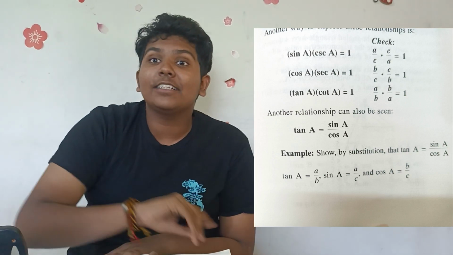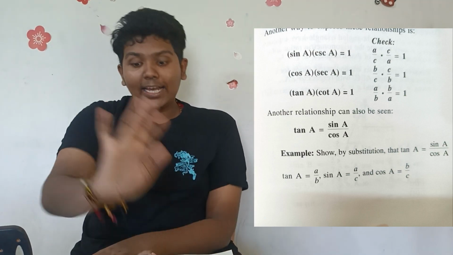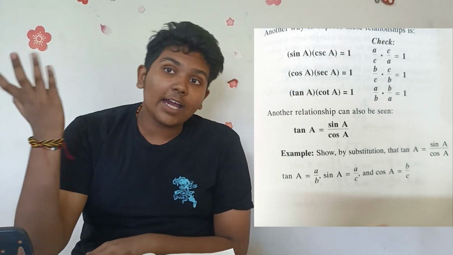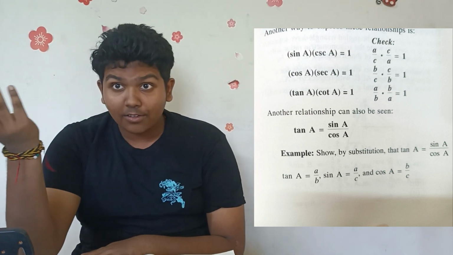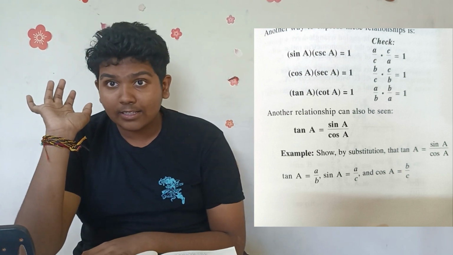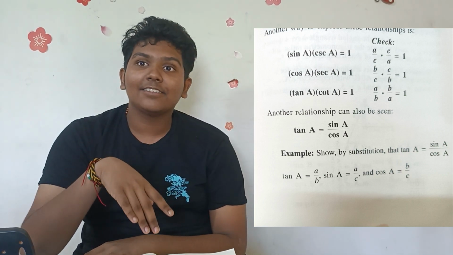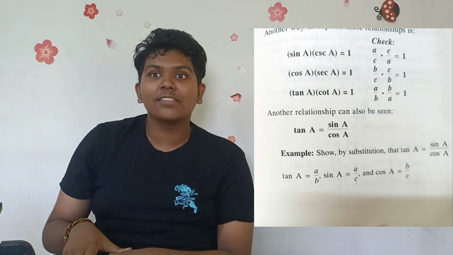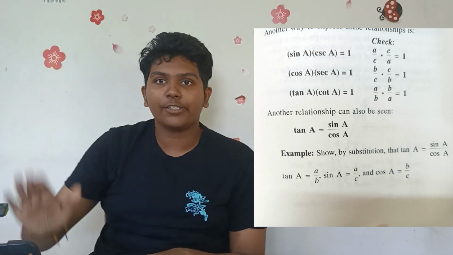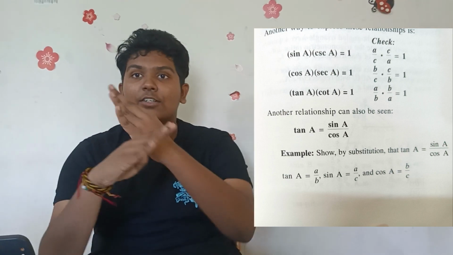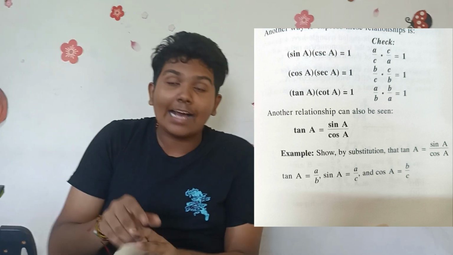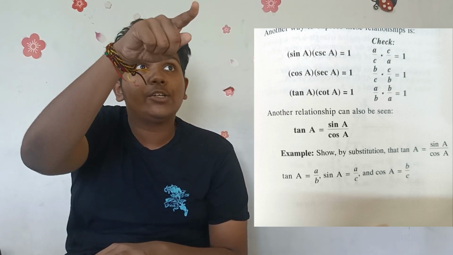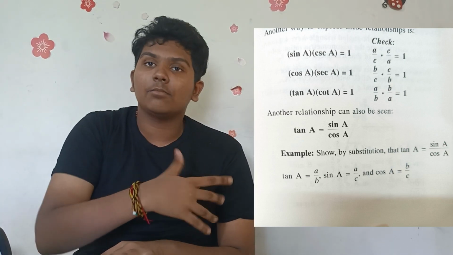So how will you check and prove it? This product is equal to what? Sin A is equal to A by C, into sec A, which is equal to C by A, right? So cut the A's and cut the C's, you will get 1. As long as the numerator is equal to the denominator, then yes, you can cut that.